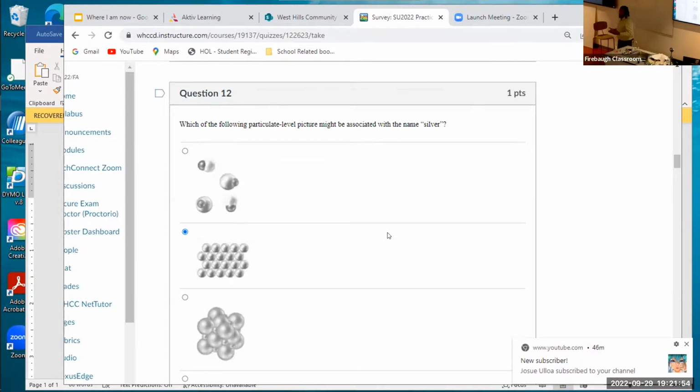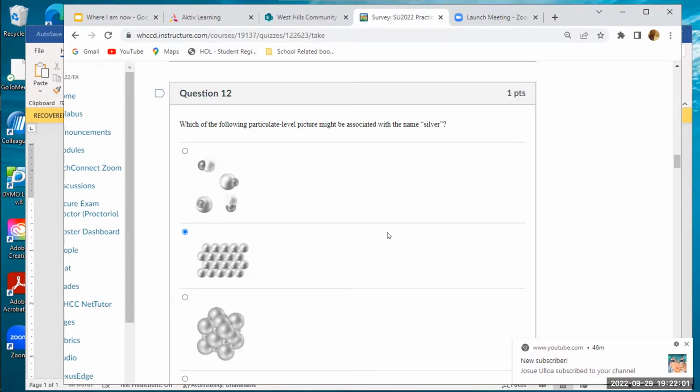If it's silver, you're going to have just exactly the same element, right? So they're all going to look the same. We're having a lot of trouble with that camera.